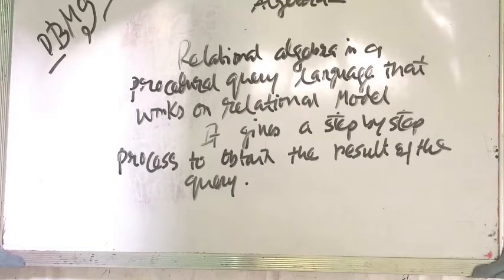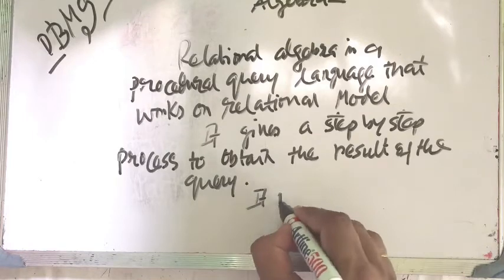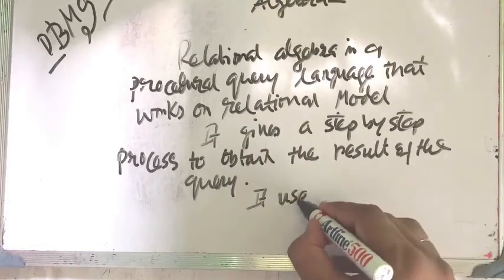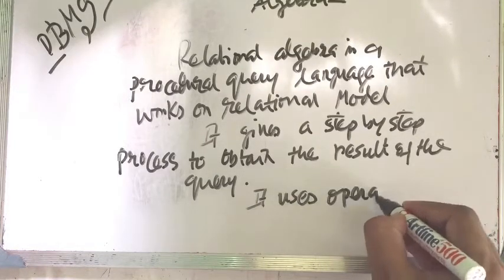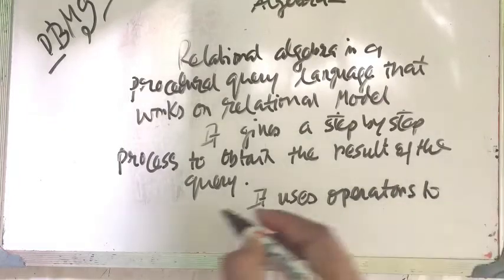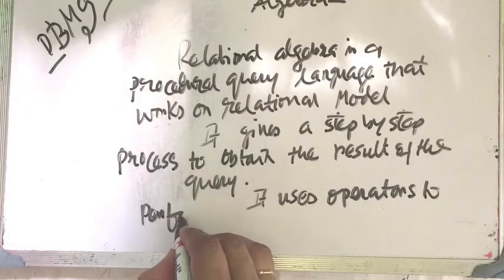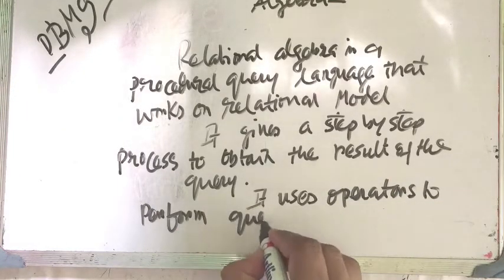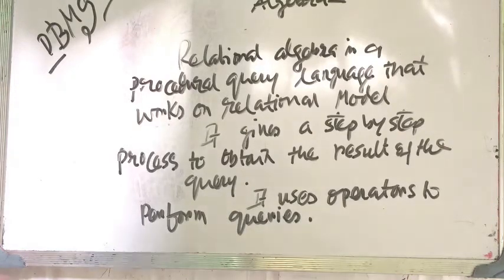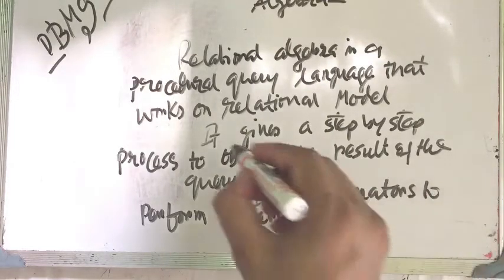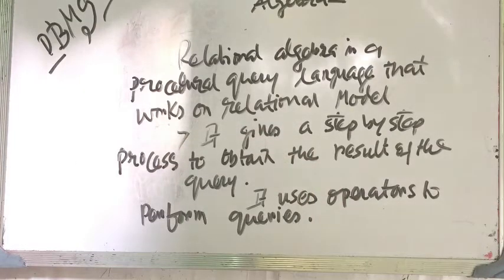It uses relational algebra operators to perform queries. The relational algebra is a procedural query language that works on relational model. It gives a step-by-step process to obtain the result of the query. It uses the operator to perform queries.